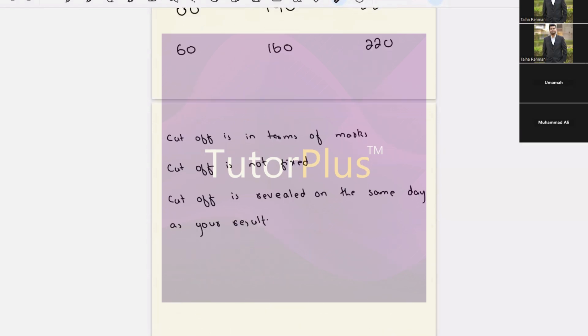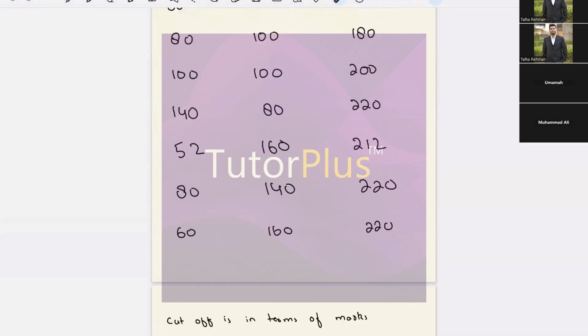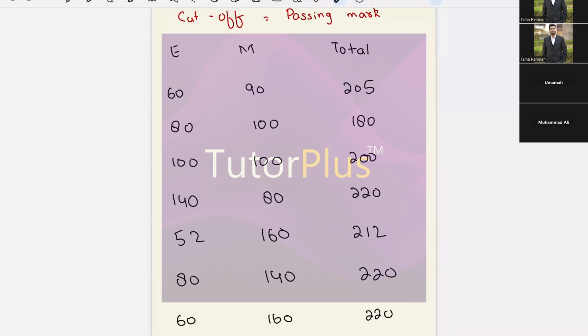And the cutoff is not really fixed. It keeps changing and depends on the difficulty level of the exam. The harder the exam, the lower the cutoff will be, and vice versa.